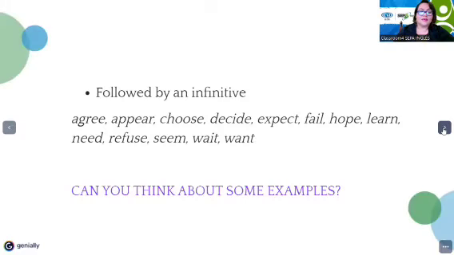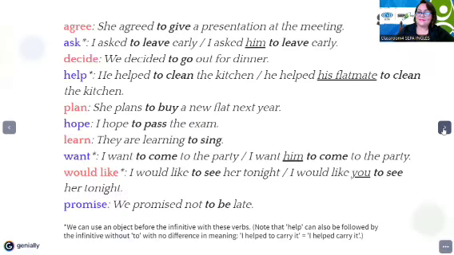And these are the main verbs that we use with an infinitive: agree, appear, choose, decide, expect, fail, help, learn, need, refuse, seem, wait, and want. Can you think of some examples?